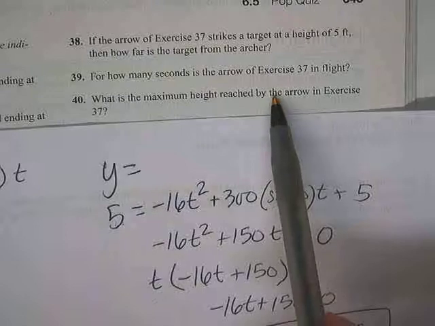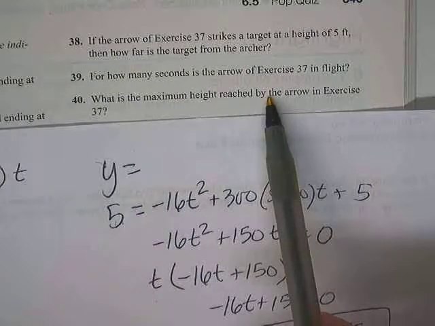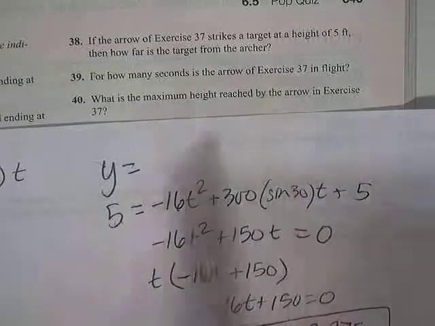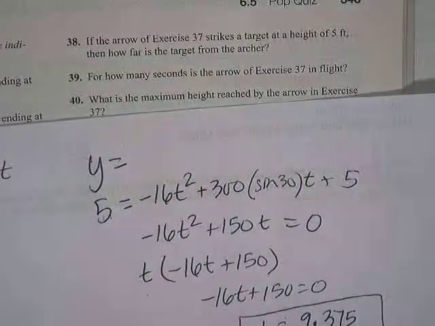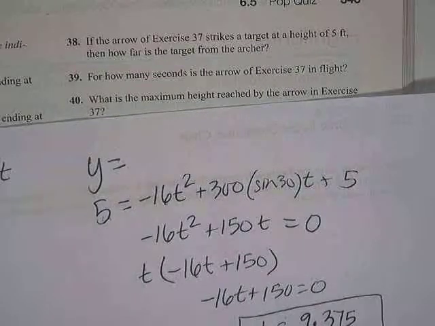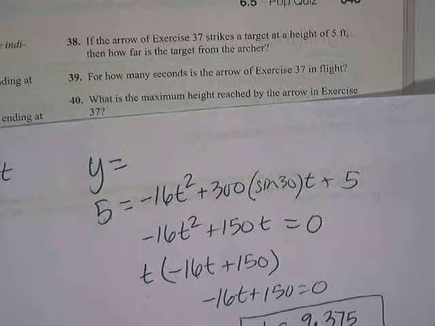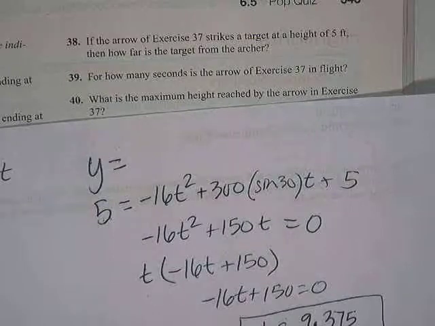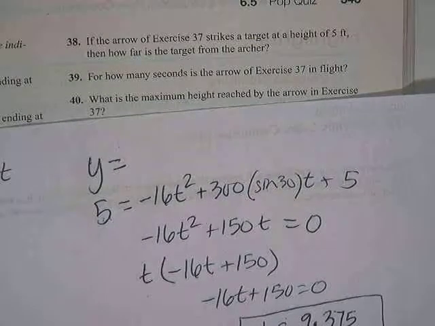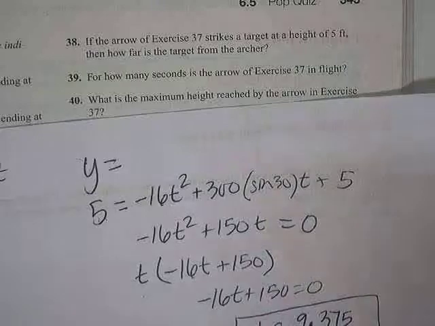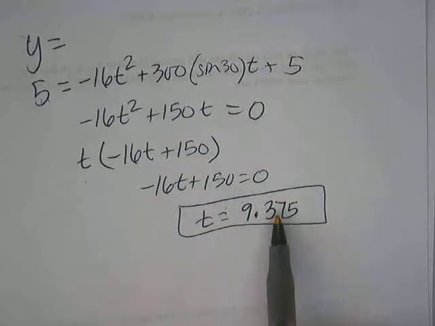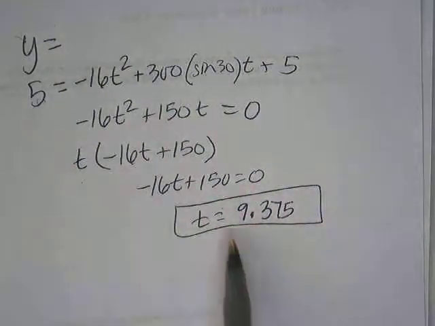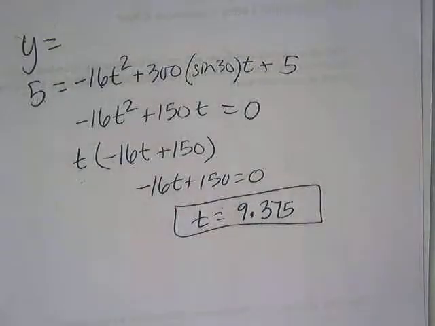And then, what is the maximum height reached? How would that answer be found? Maximum height reached by the arrow. Do you know how that answer would be found? It's the vertex of the parabola. Do you remember how to find a vertex? It's the maximum, the vertex of a parabola. Negative b over 2a. Does that sound familiar? Negative b over 2a. So you would take these, negative b, negative 150 divided by 2 times.